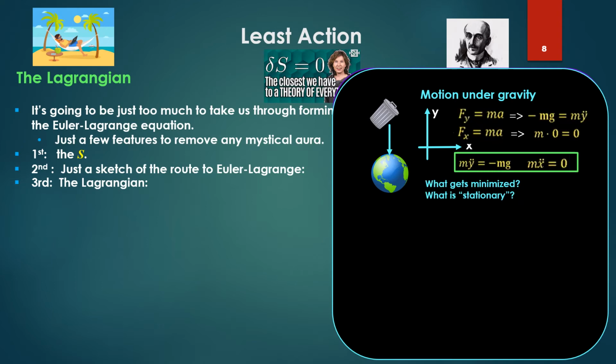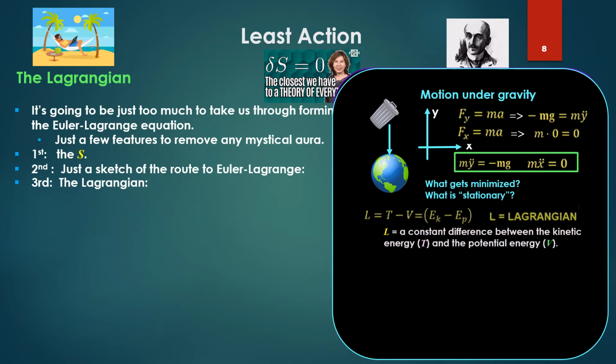And we're always asking then, well, what gets minimized and what is stationary? Well, this brings in the Lagrangian. The Lagrangian is defined as L equals T minus V, where T is the kinetic energy, E sub k, and V is the potential energy, E sub p. In other words, the kinetic energy minus the potential energy, that's the Lagrangian. So L is the difference between the kinetic energy, T, and the potential energy. And in our terms, not the rope, the dropping of the garbage can, the function L is 1/2 m, et cetera, for the equation for the drop of the garbage can.